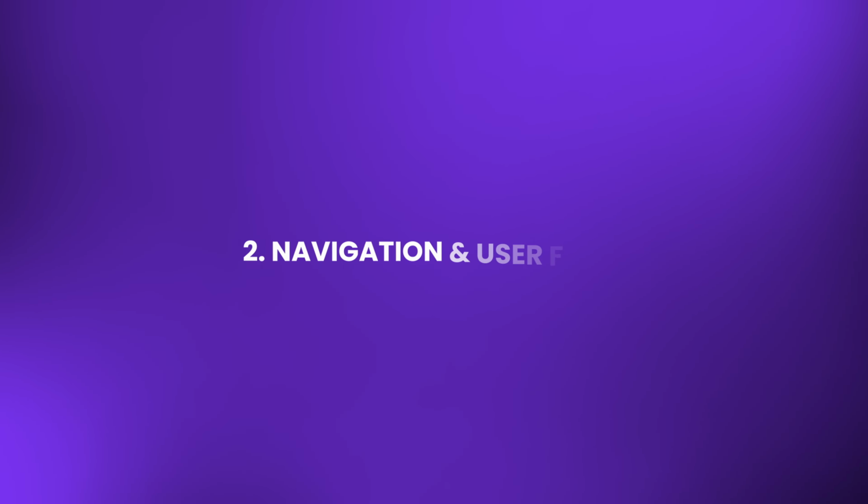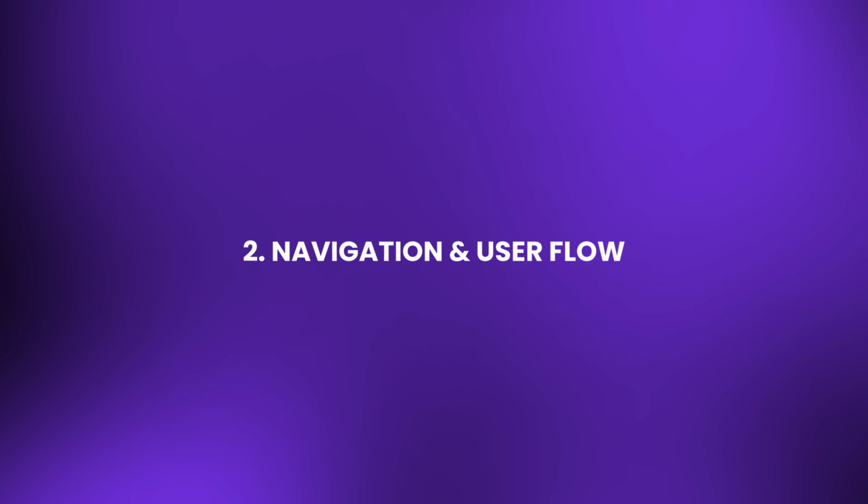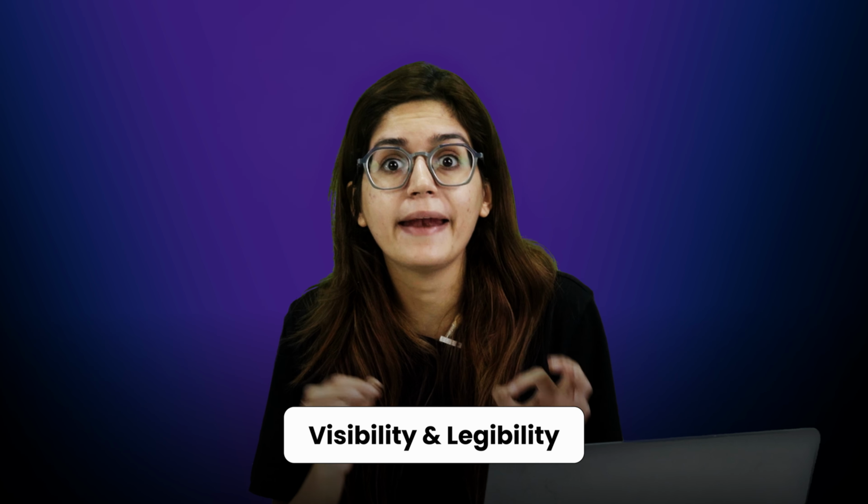Chapter 2 is navigation and user flow. Navigation is not a menu. It's a map for your website. If you get this right, your users move through the site effortlessly, almost instinctively. So let's break down how to build intuitive navigation and smart user flow step by step. Number 1, firstly, visibility and legibility.